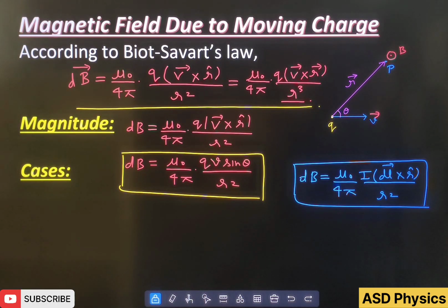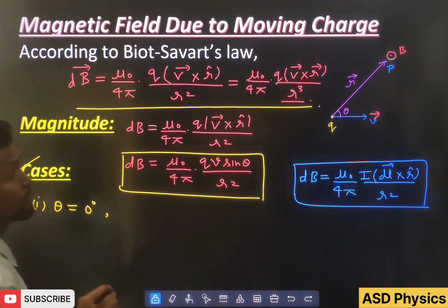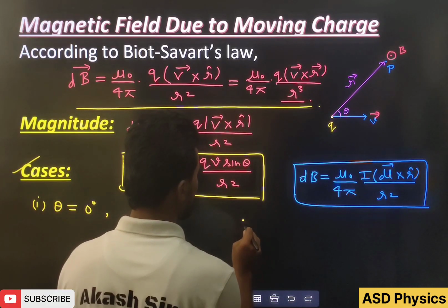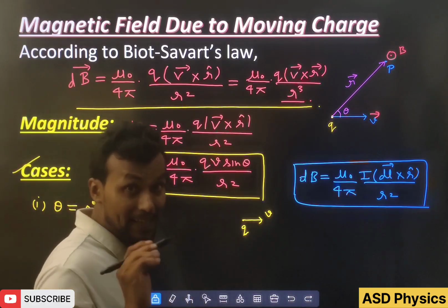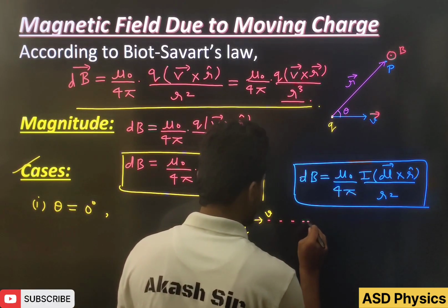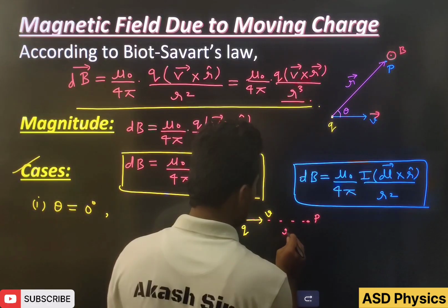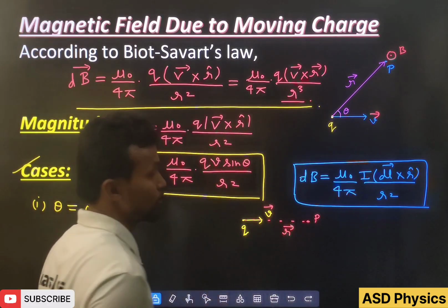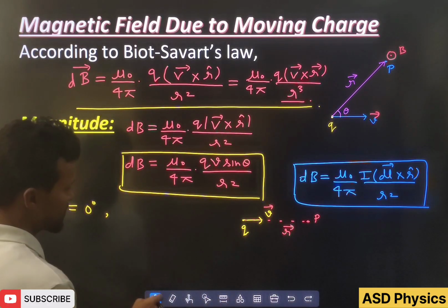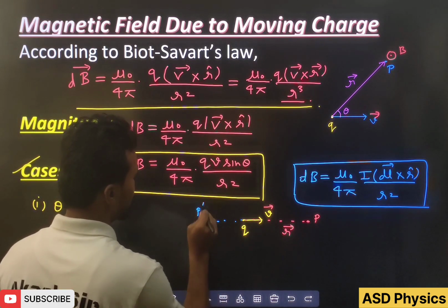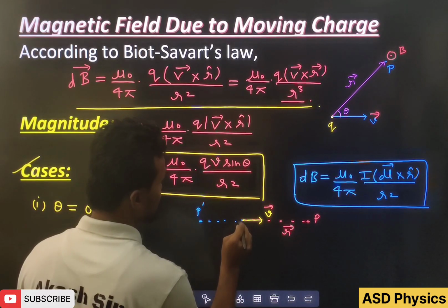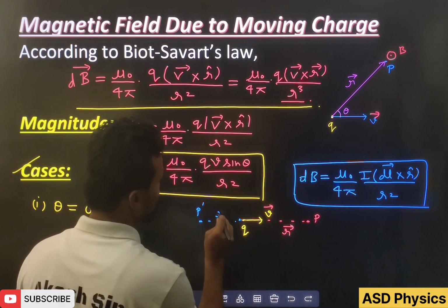Very well. Now if I talk about the cases, first case, remember, for example, theta equal to 0 degree. This is the charged particle Q moving in this direction with velocity V, and I want to calculate the magnetic field along the direction. Let's take some point P. You can see velocity and r are both in the same direction. So in this situation theta is 0. Even if you want to calculate the magnetic field at P dash, the vector r will be in the opposite direction.